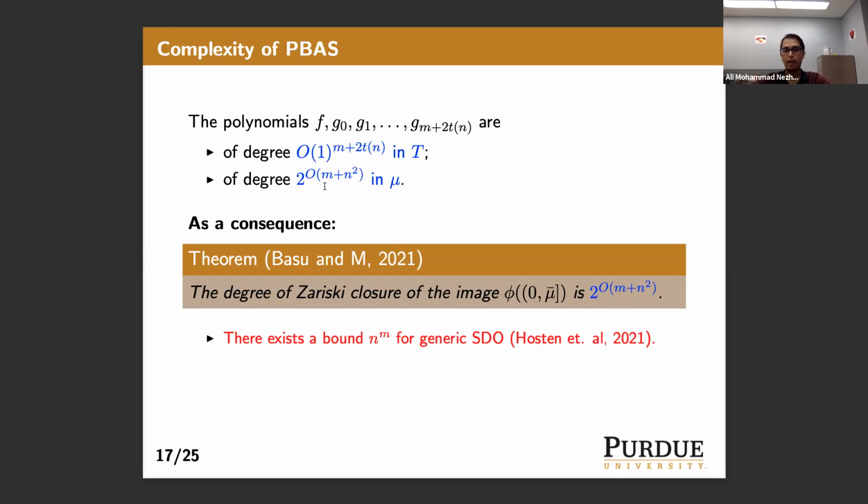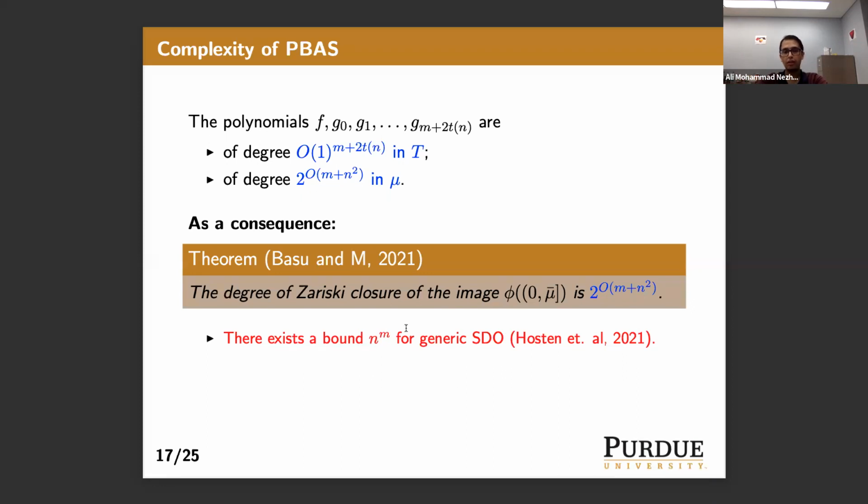This is not the main consequence of this talk, but at least as a byproduct, we can say something about the degree of the Zariski closure of the central path, which is bounded above by this number, 2 to the m plus n squared. And if you want to restrict to generic SDO problems, there is also a better bound by Wilson et al. Our bound here is for the worst case. The bound there is for SDO problems where the data come from a Zariski open set, or generic SDO problems. All right, so let's move on because we are not going to focus on the degree.